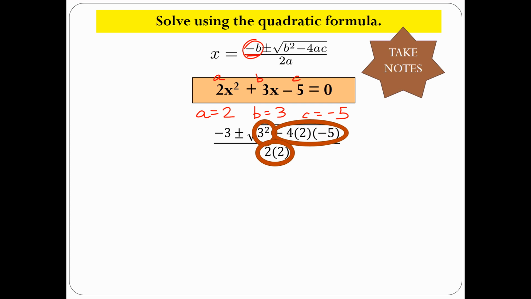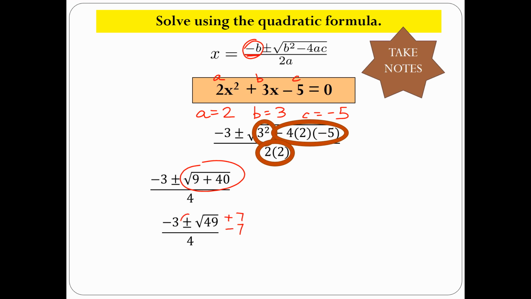So when we do it, 3 squared is 9. Negative 4 times 2 times negative 5 is a positive 40. And 2 times 2 is 4. So you can see that I evaluated all 3 of them right here. Now at this point, you want to evaluate the radical sign. And we know that 40 plus 9 is 49. Remember, when taking the square root of a number, we know that the square root of 49 is 7. It could be a positive 7 or a negative 7.